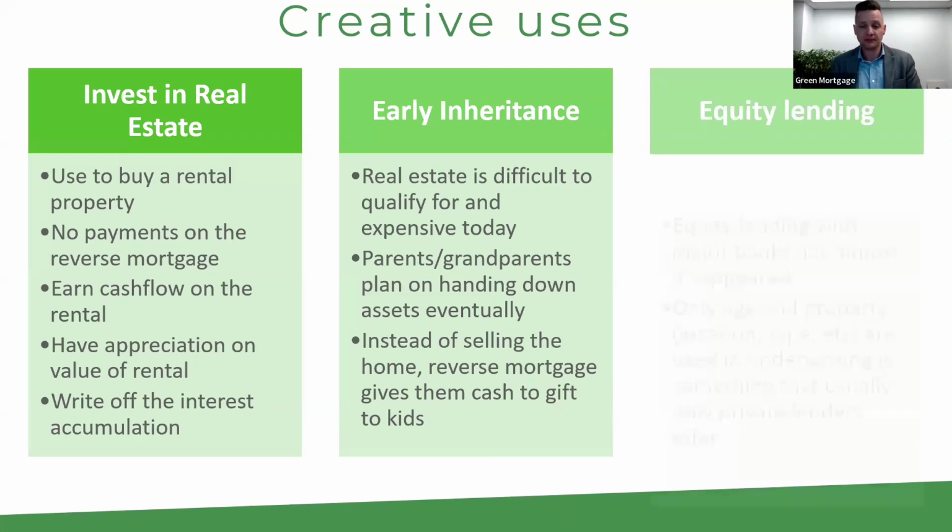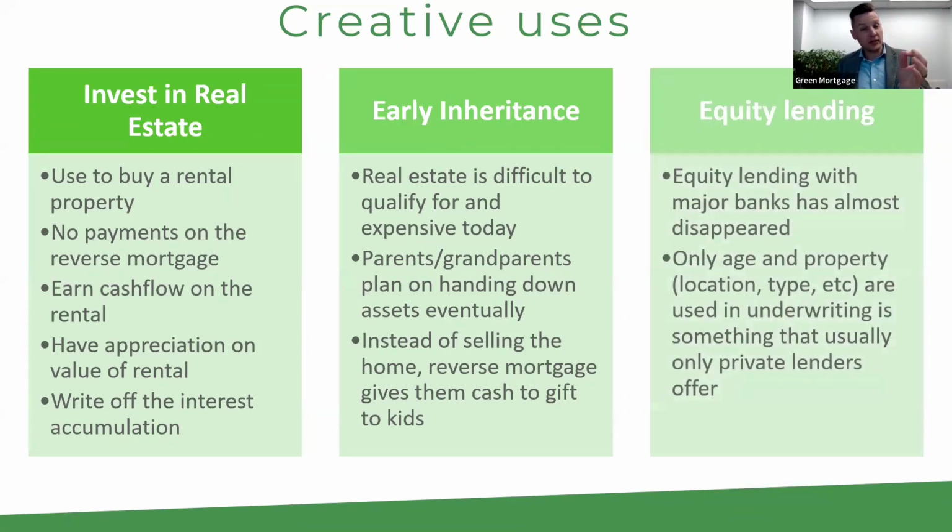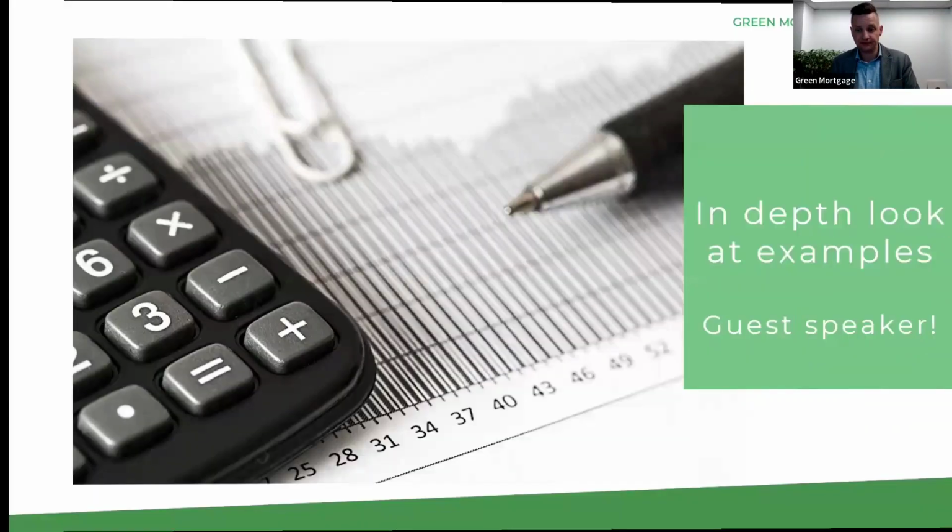upon passing away. And this one I've kind of already alluded to, but it's equity lending. And equity lending with most major banks has disappeared. And they're only really looking at the age and property, so location, type, and the amount used in the underwriting to determine how much you qualify for. And that's something that you typically only see private lenders offer. And of course, private lending rates are much higher. So it's something we definitely want to keep in mind, is that it is a way of being able to qualify without the traditional means of qualifying based on an income.